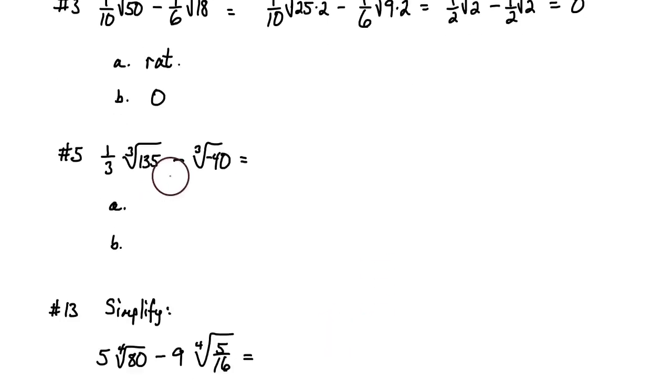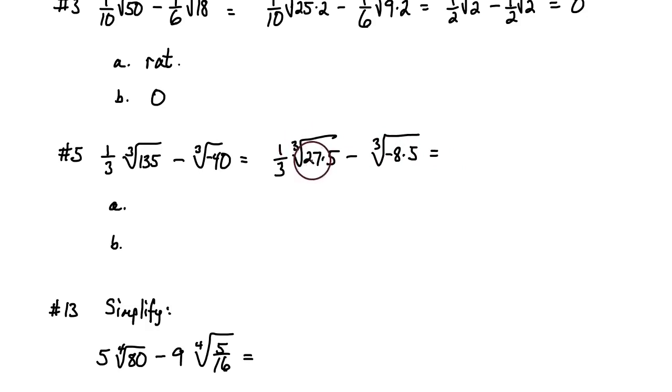Number 5. Let's try to do some rewriting on this. The cube root of 135 does not make an integer. But what if we factored 135? It can be written as 27 times 5. So let's rewrite our problem. The 135 is 27 times 5. Similarly, we can rewrite negative 40 as negative 8 times 5.